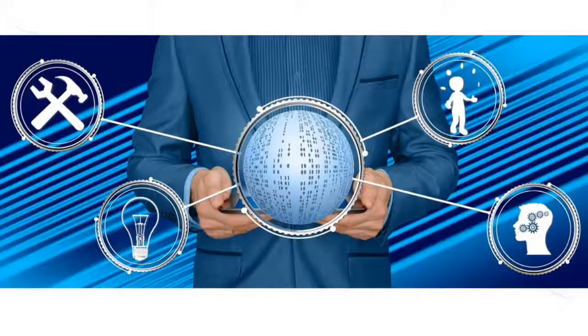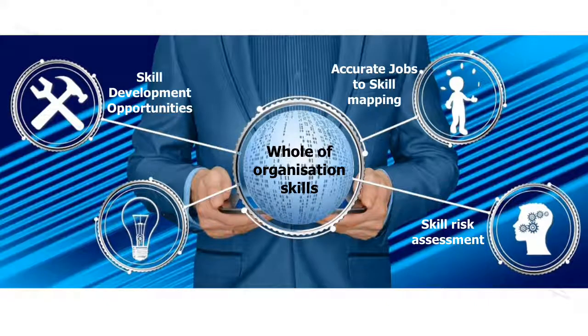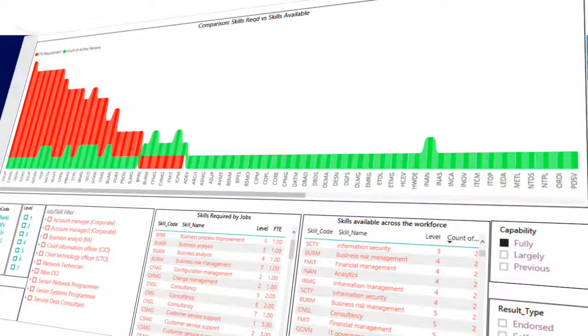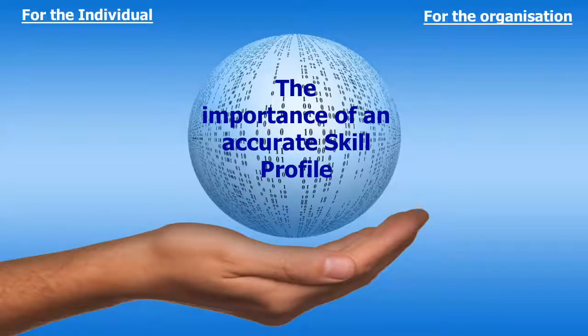From an organizational management perspective, they're able to see the whole of the organization's skills and an accurate mapping of jobs and roles to people skills, including, of course, where there are skill gaps. The skill gaps, of course, can lead to skill development opportunities for everyone. The ability for the organization to also see what latent skills are available can lead to business opportunities for the organization and exciting opportunities for the individual. The organization is able to use the powerful analytics to do all of this. So let's look at why it's important to have an accurate skill profile.